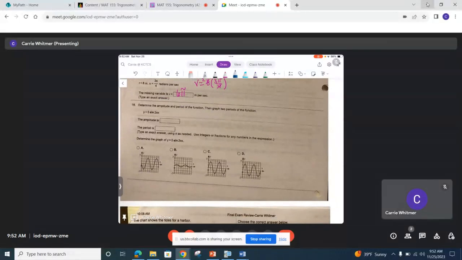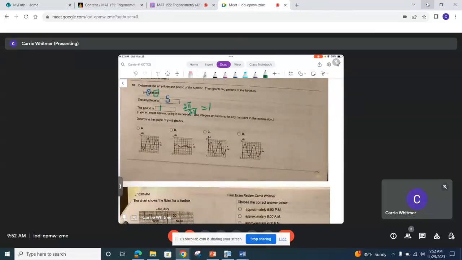Okay, and then on 18, when you're finding the amplitude, it's going to be that number right there. So my amplitude is 5. Remember, it does always need to be positive because it's the absolute value. My period formula is 2 pi over b. My b value is right here, so 2 pi over 2 pi, which would give me 1. My period is 1. So it's going to make one wave from 0 to 1, and it's going to go up to 5. So B definitely doesn't go up to 5, so I can throw it out.